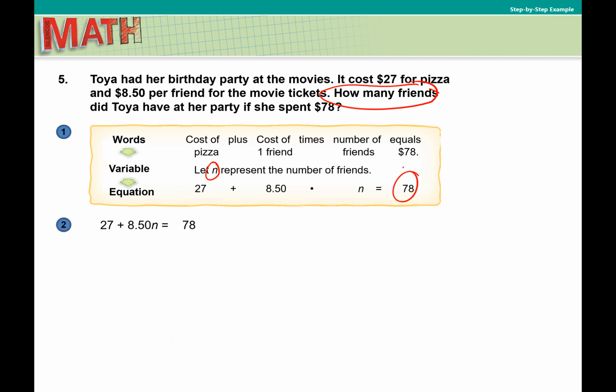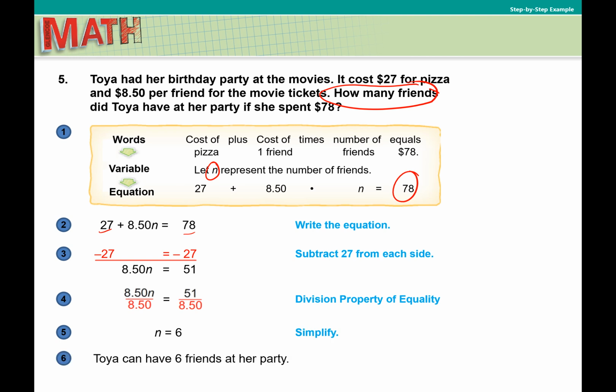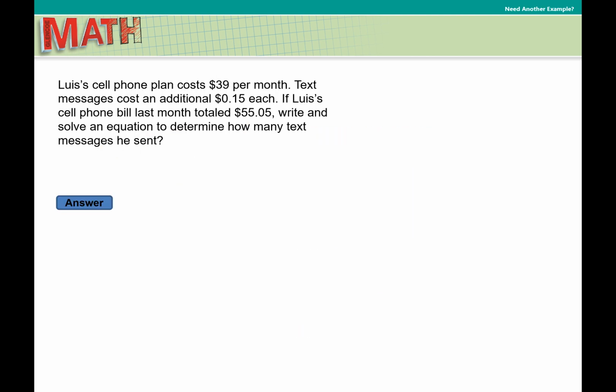Okay, so here's our equation. $27 is the total for pizza. $8.50 is the cost per friend. We're not sure how many friends she had, and this is the total amount she spent. So we undo this like we've been doing, subtract 27 from both sides. 8.50n equals 51. Divide that side by 8.50. What we do to one side, we do to the other, and we get an answer of 6. So Toya had 6 friends at her party. Go ahead and work your way through this problem and check your answer when you're done.